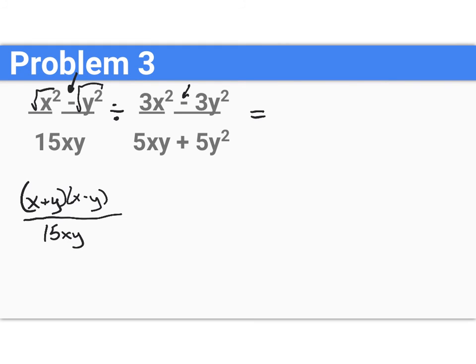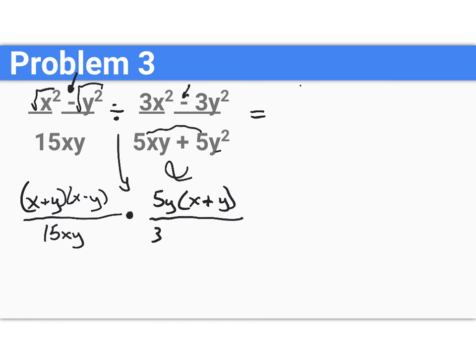15xy simplified, times, we change and we flip. Okay, factor out a 5y out of these. So if I take a 5y, because this now is up top, I get x plus y, over, I factored out a 3.